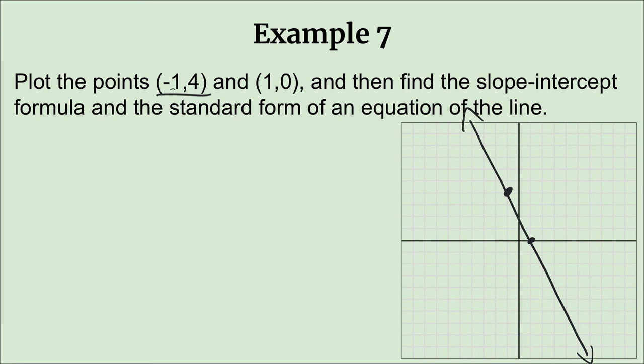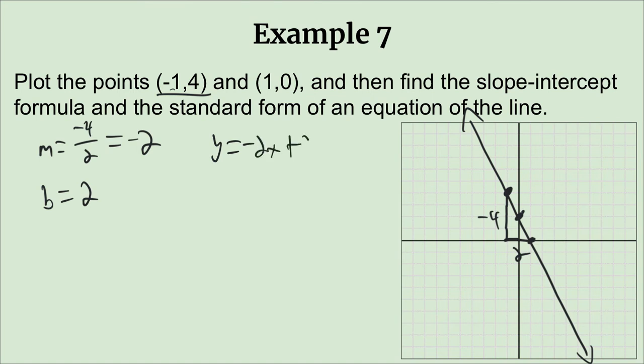Okay, so for slope-intercept form, we first need to find the slope. So our slope here, start from this point, we go down 1, 2, 3, 4, to the right 1, 2. We went down 4, to the right 2. So we get -2. Our b value is our y-intercept, which is here, so that's a +2. So we get y equals -2x plus 2. That would be our slope-intercept form.